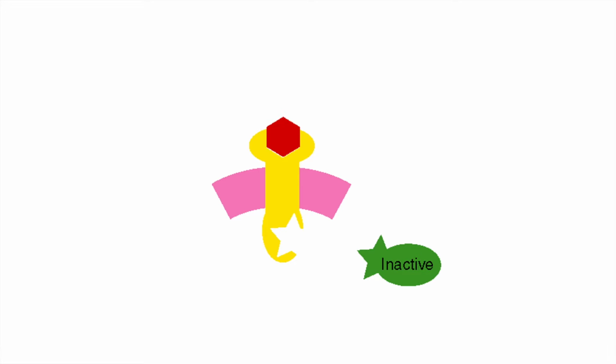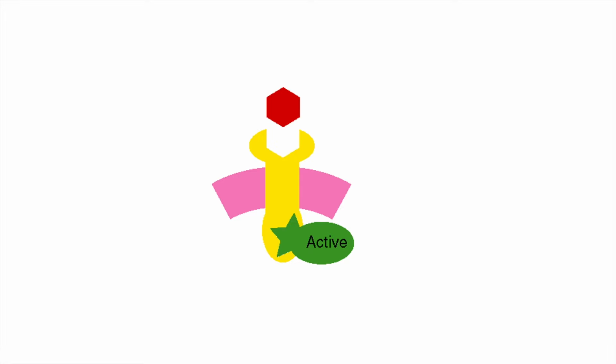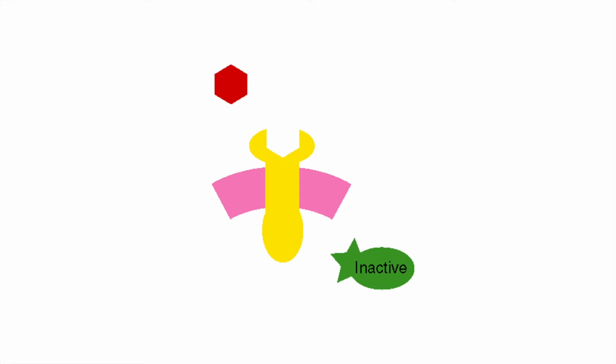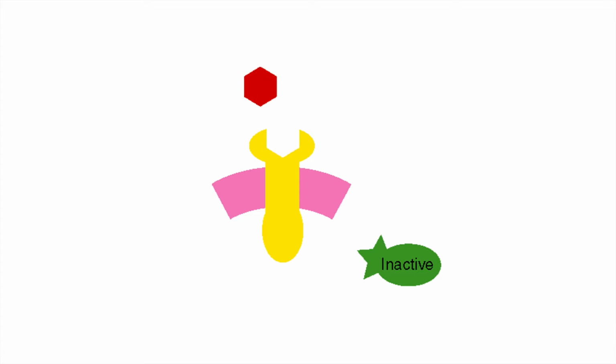So in this little video, you can see that the red shape is the signal molecule and it's binding to the receptor on that pink cell membrane, and then it is affecting the green molecule inside the cell.